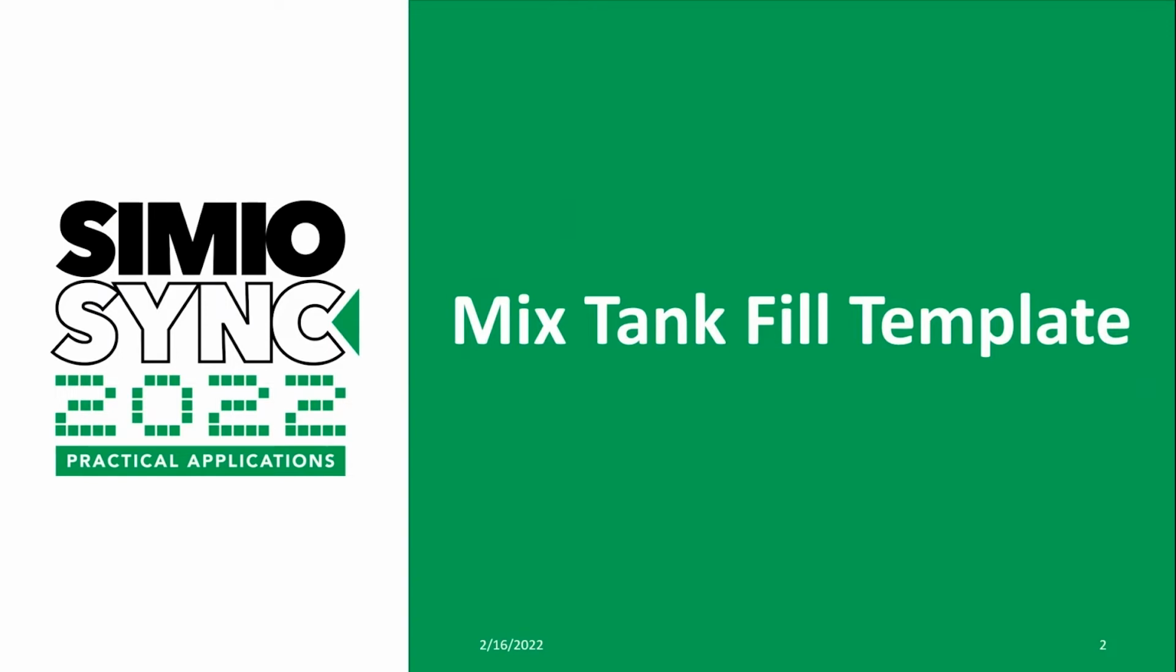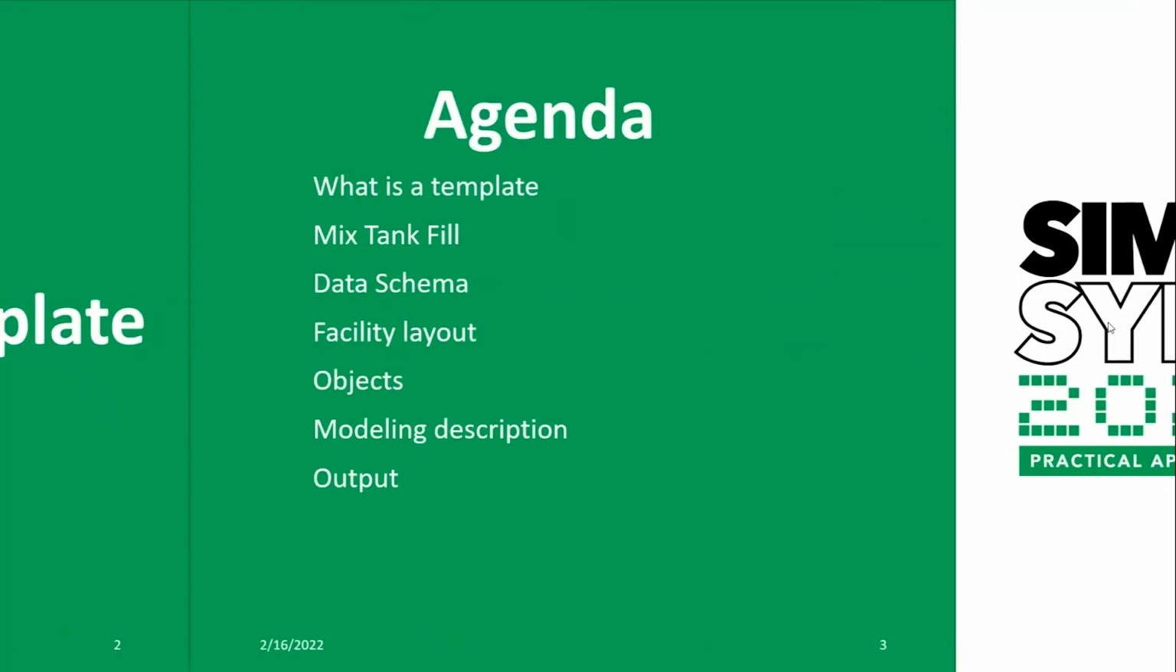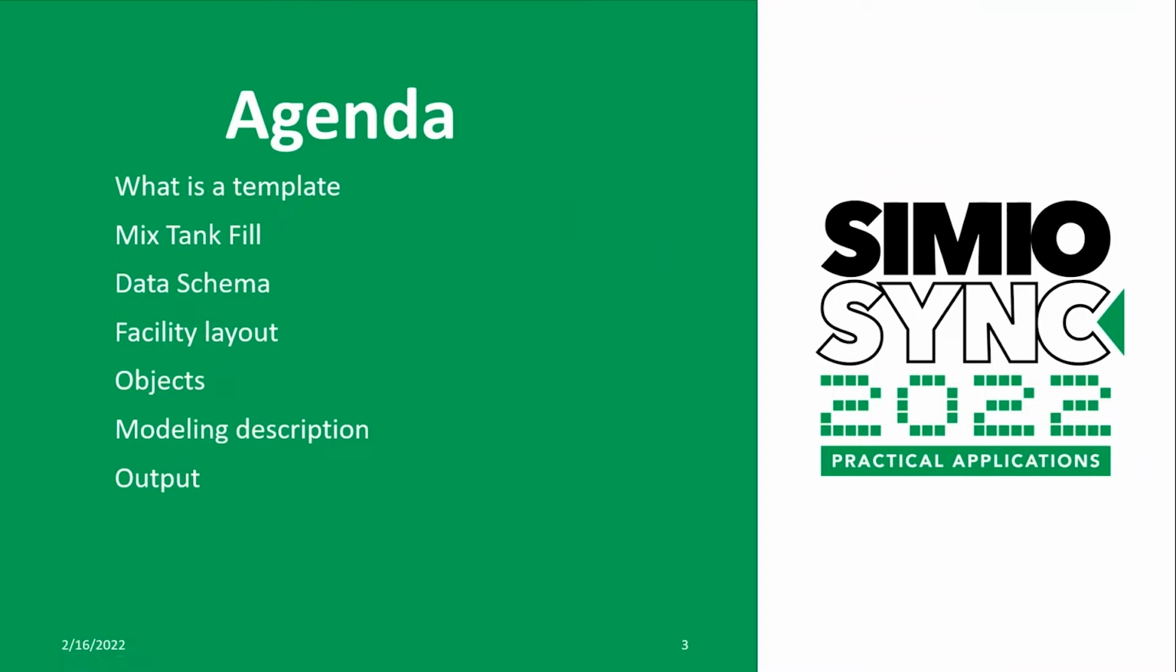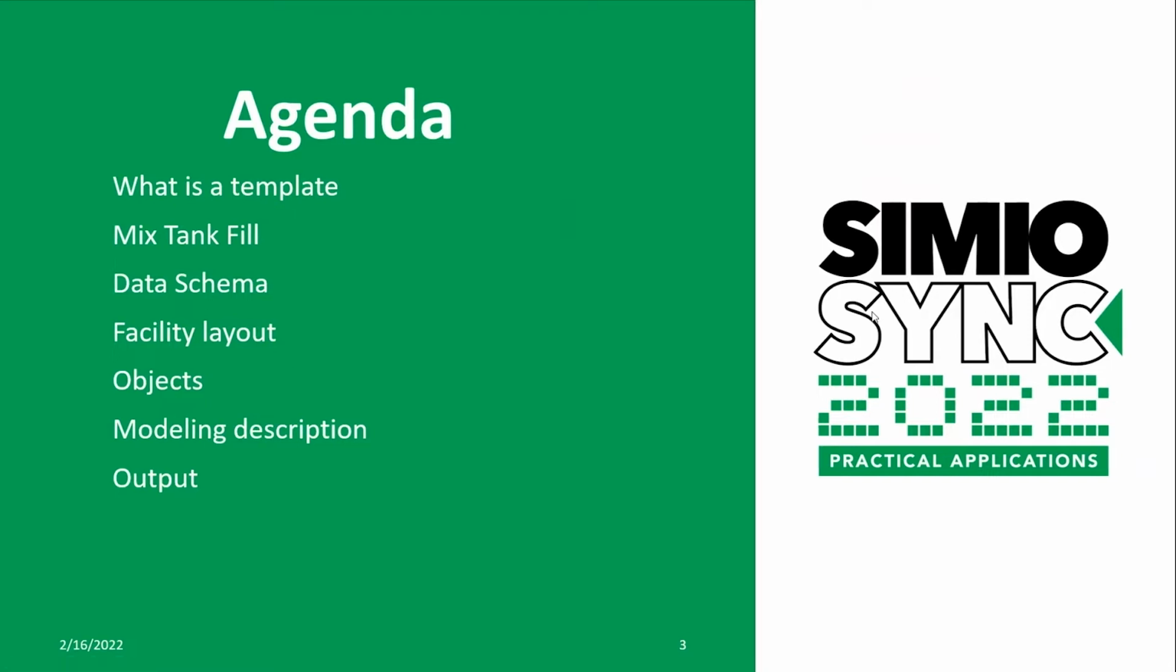This template deals with systems that are commonly used in the consumer goods manufacturing industry. So we will start with what is a template and how it can support model development and deployment. Then we'll move on to the mixed tank fill template itself, talk about the data schema used for the template. We will switch over to the model and discuss model layout, objects used in the model, and process to generate the model. We will also discuss how processes are structured to run the model, considering business logic, operational logic, and last but not the least, discuss output generated by the model.